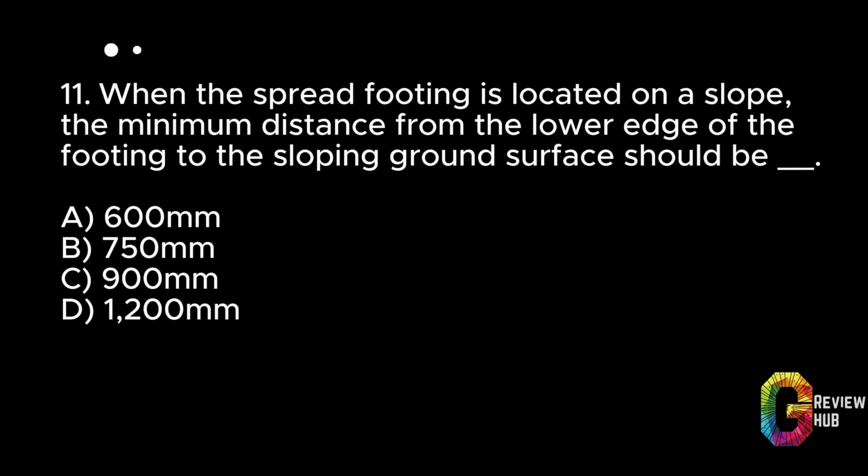11. When the spread footing is located on a slope, the minimum distance from the lower edge of the footing to the sloping ground surface should be A. 600 mm. B. 750 mm. C. 900 mm. D. 1200 mm. Answer: C. 900 mm.